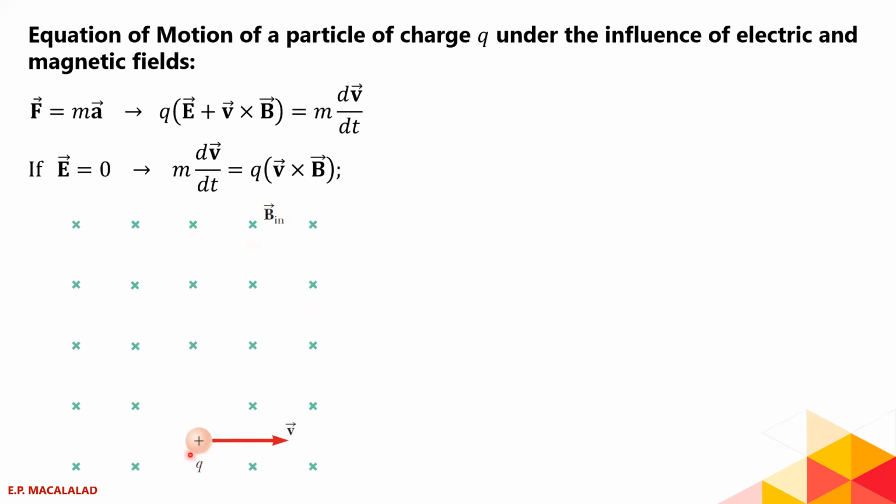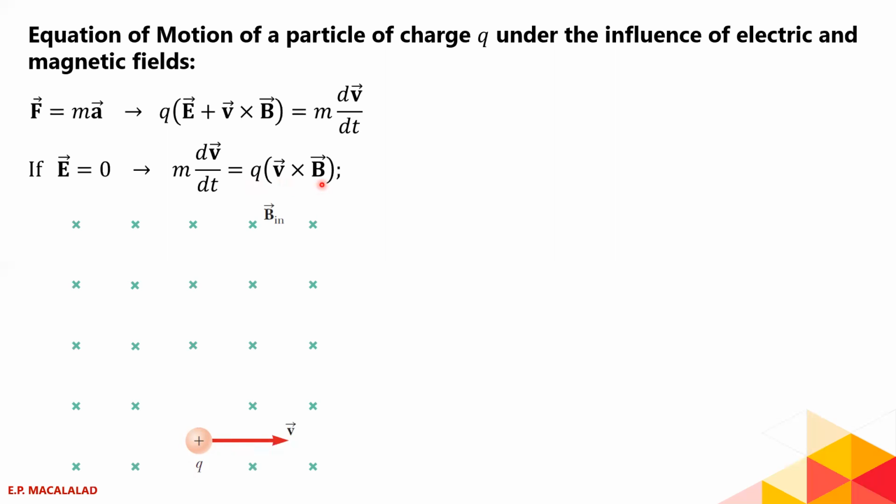Now, let's say we have a charge here, and it is moving to the right with the velocity v. This charge has charge q. So we have q, v, and B.